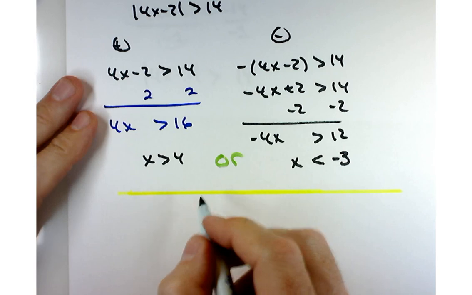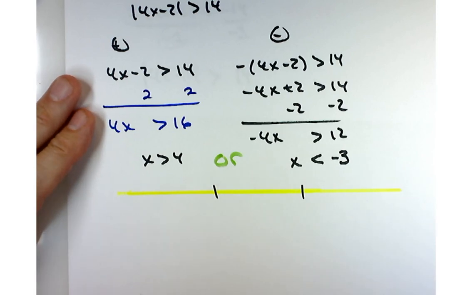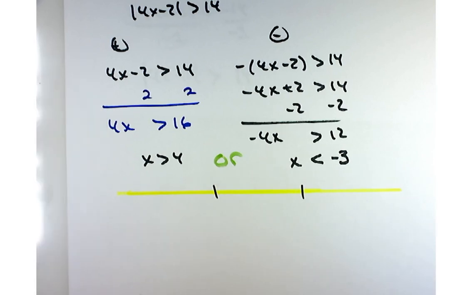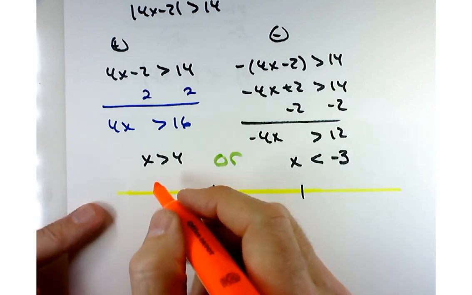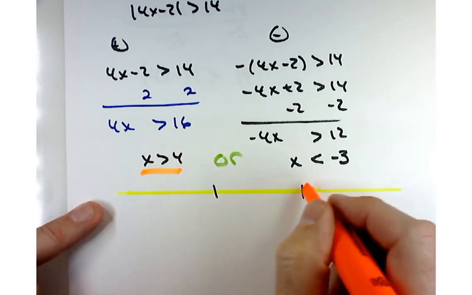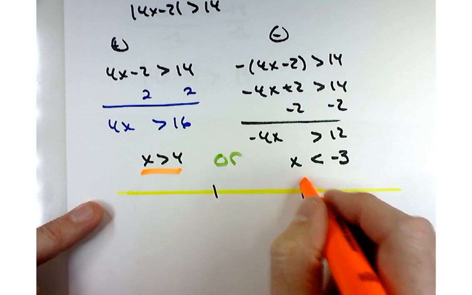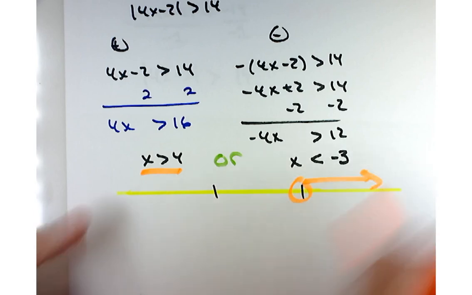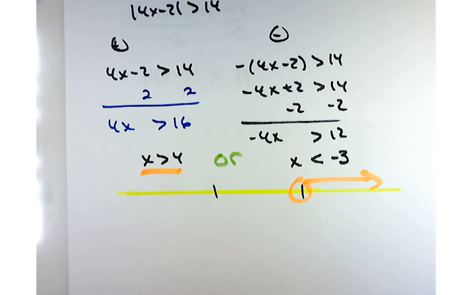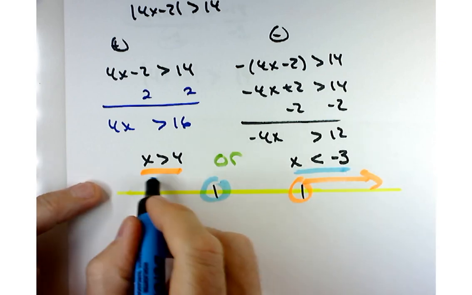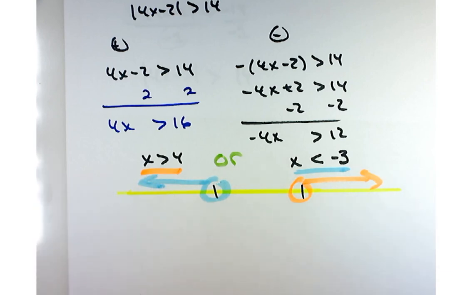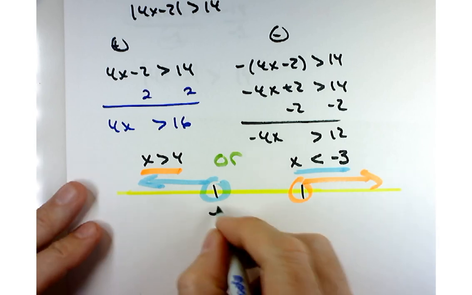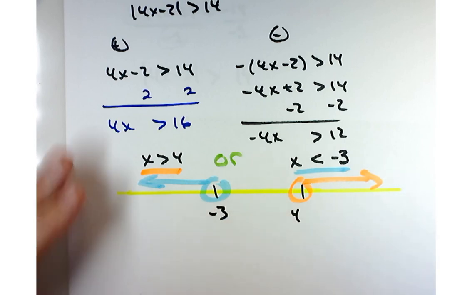Maybe if you're watching this at home later, you want to pause the video and see if you can figure out what the graph and the interval notation looks like. For now, I've got x is greater than 4. That's going to be everything to the right of this. And x is less than negative 3. That's everything to the left there. And I get negative 3 here and 4 here.